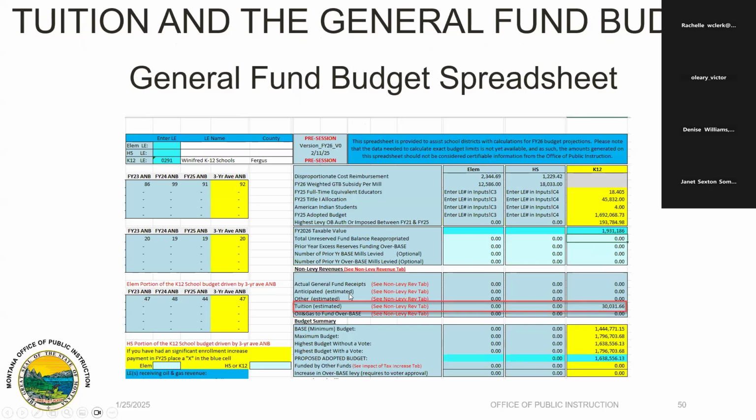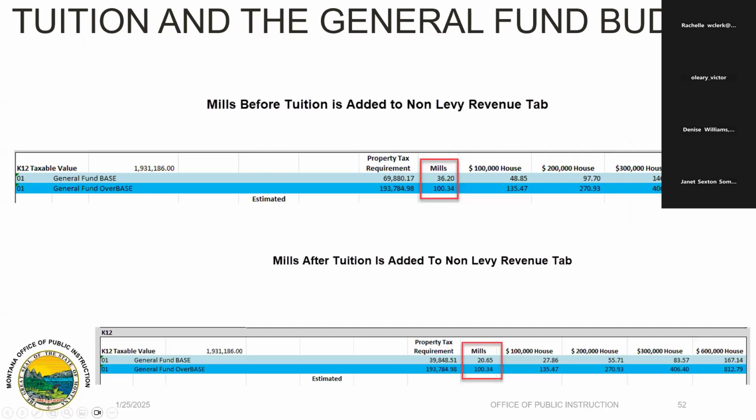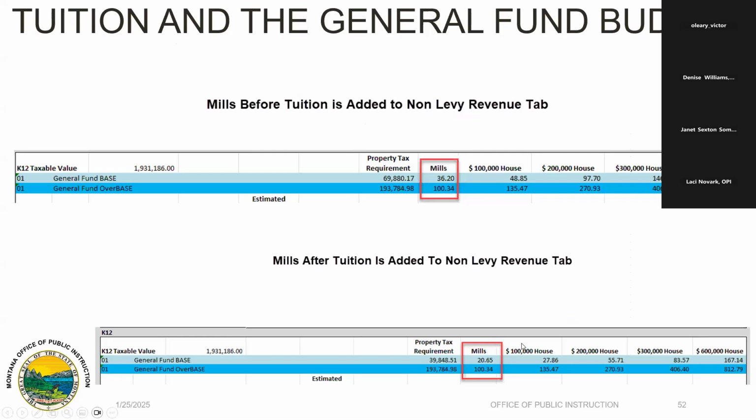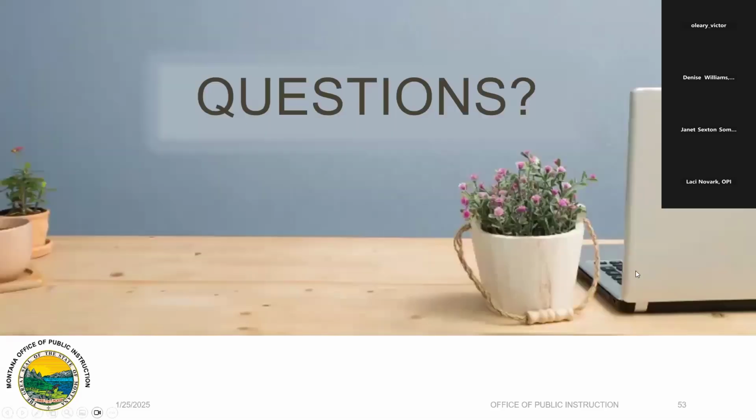Before I brought that in, I left this component out. If you go to the mills tab on that general fund budget sheet, before I entered in the tuition that they would receive, you can see that their mills for their general fund base are 36.20. After I added it in, it lowered those mills to 20.65. Again, here's the general fund spreadsheet, and then the before, and then the after.